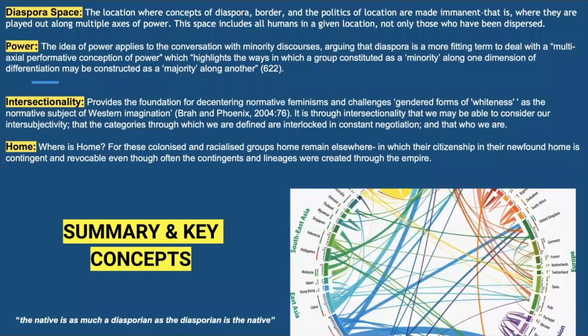And finally, Brah relates diaspora to the notion of home. For these colonized groups, home remains elsewhere, while their citizenship in their newfound country is often contingent and revocable, even though often the contingents and lineages were created through the empire. A good example that relates to last week's lecture is the Windrush scandal, in which hundreds of Commonwealth citizens arrived in the UK from Caribbean countries. In 2018, there were at least 83 cases of people wrongly deported from the UK by the Home Office. With this in mind, it's important to understand that your identity, your citizenship, is more often than not under question.